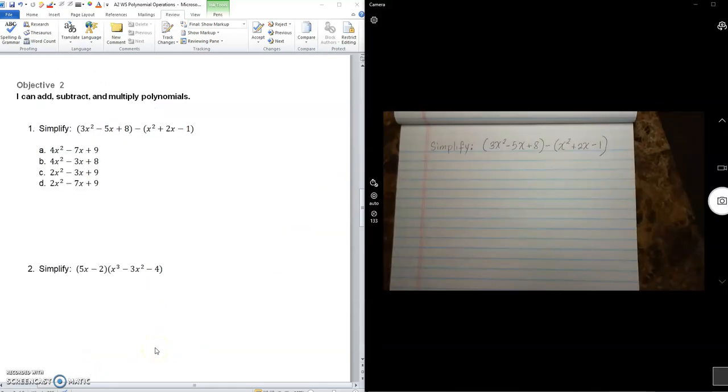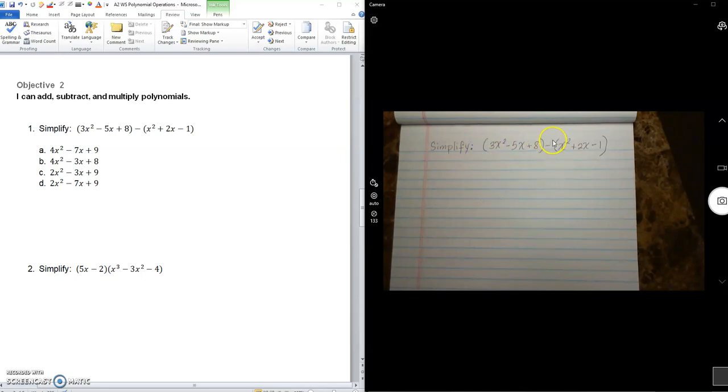All right, so objective number 2, I can add, subtract, and multiply polynomials. In example number 1, we are supposed to subtract this expression from this expression. So this is a parenthesis. So please note that there's a negative 1 there that we will have to distribute. This also has a positive 1 that you will distribute, but then you already know now that if you distribute a positive 1 to all of them, it's the same as just removing the parentheses.